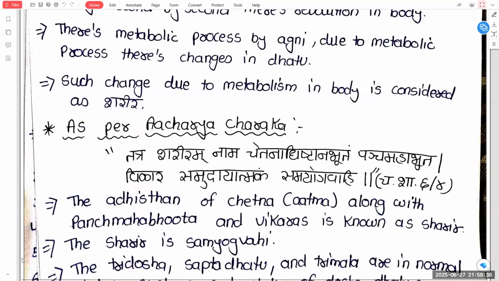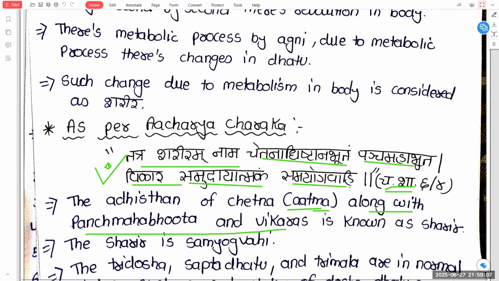As per Acharya Charak, here the shlok is important as it is the most important definition of the word sharir. Tatra shariram nama chetna adhisthana bhutam panchamahabhuta vikara samudayatmakam sanyogvahi. Charak Acharya has given this definition in the Sharir Sthan. The Adhishthan of Chetna, that is the Atma, along with the Panchamahabhut and the Vikar, is known as Sharir. The Sharir is Sanyogvahi.